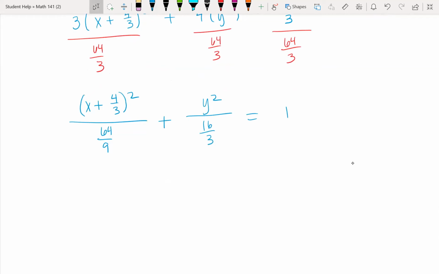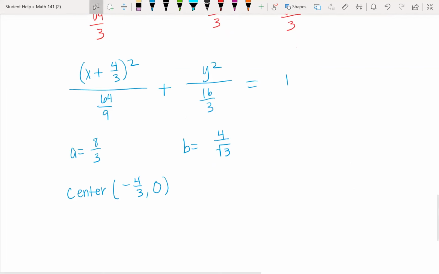So A in this case is equal to, remember we take the square root of the number that's in the denominator, A is equal to 8 over 3. B is equal to 4 over the square root of 3, taking the square root there. The center of this is at -4/3, 0. Again, I'm getting that from the numerators here, and what's being subtracted from the x and y squared terms.